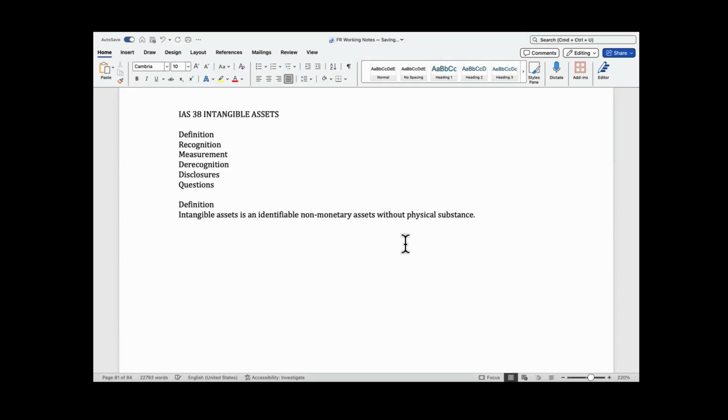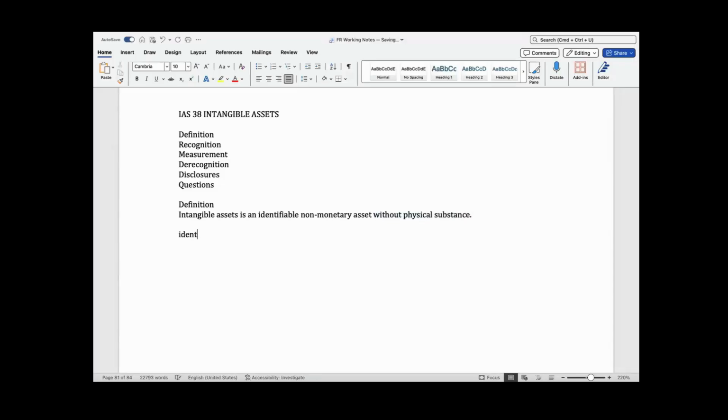Identifiable non-monetary assets without physical substance. The one that I think is very clear from this definition is "without physical substance." I wonder why they introduce this to identifiable non-monetary. But at least, even without explaining anything, you know that they are without physical substance. It's not something you can touch nor see.